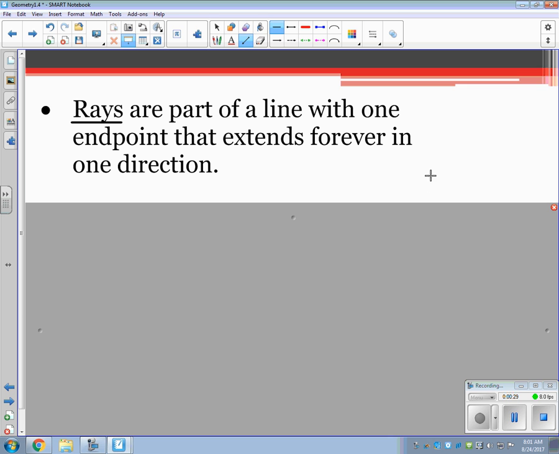And then to model this, let's go ahead and draw. Start with what looks almost like a segment, but on one end, put an arrow, and on the other end, put a single point. And then I'm going to label this point as A, and then I'm going to put another point over here and call that B. And then again, this is a ray because it has one endpoint, point A, and then extends forever in one direction towards point B.